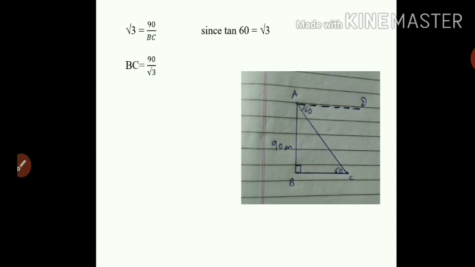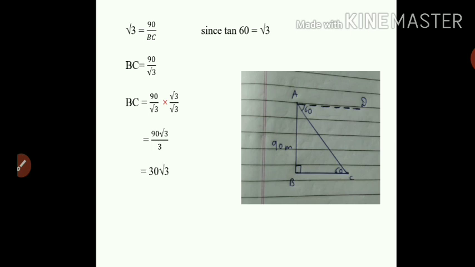So now we will rationalize the denominator, that is BC will be 90 upon root 3 multiplied by root 3 upon root 3. We are rationalizing the denominator. So we have 90 upon root 3. Root 3 we will multiply in numerator as well as denominator. Now you can see 90 into root 3 will be 90 root 3 in the numerator, and in the denominator we have root 3 into root 3, which will be 3. So we get 90 root 3 upon 3. So when you divide 90 by 3, you get 30 root 3.